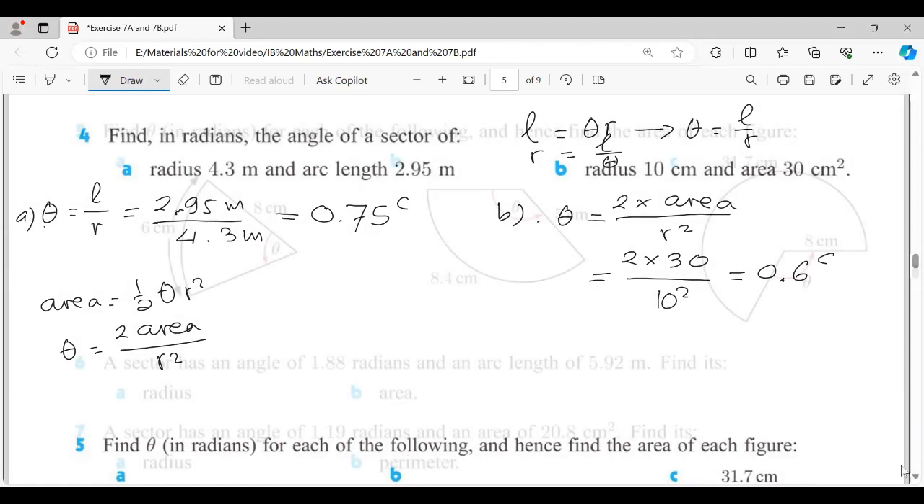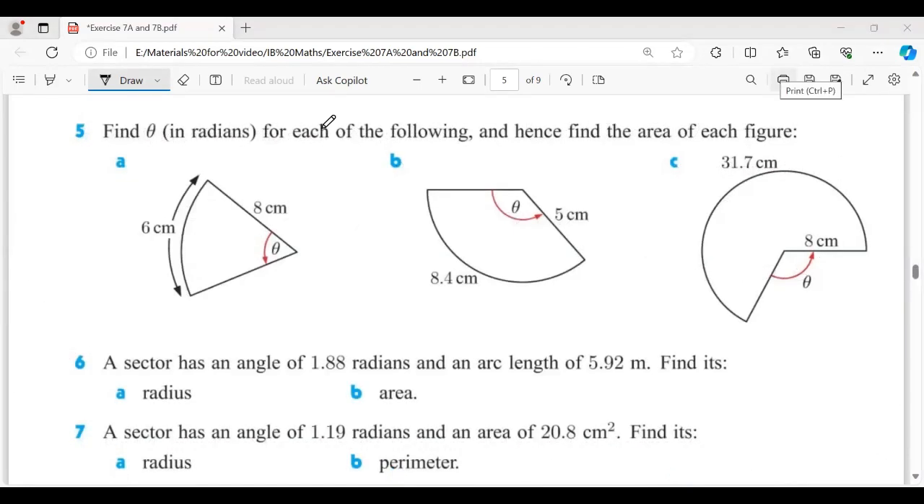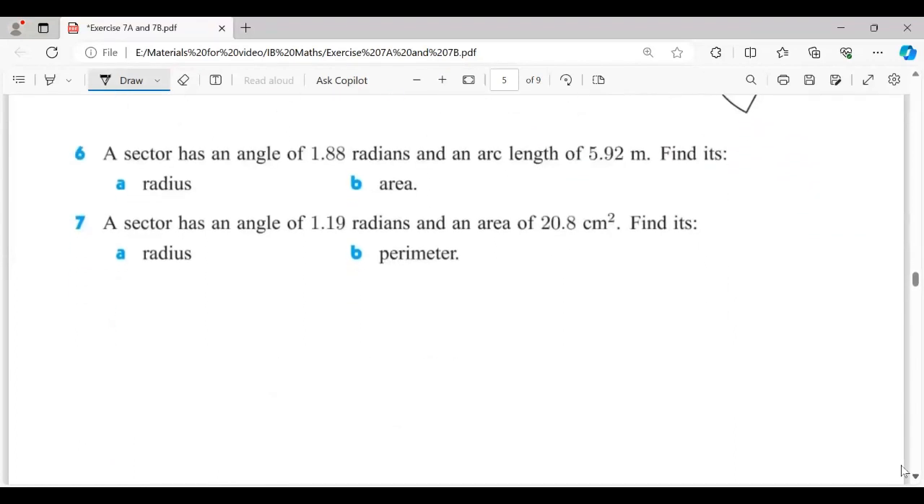Okay, next number. Let's continue number 5. Find theta in radians for each of the following, and hence find the area of each figure. We should find theta first, and after that, we're gonna find the area. I'm gonna use this space for number 5, 5a.